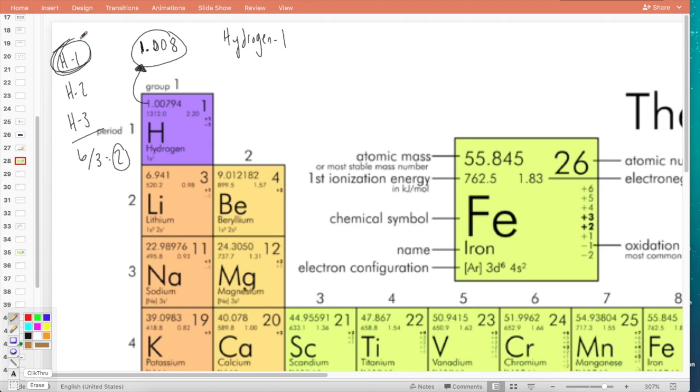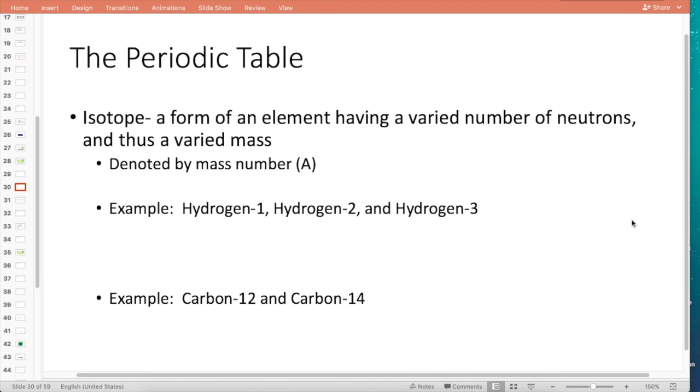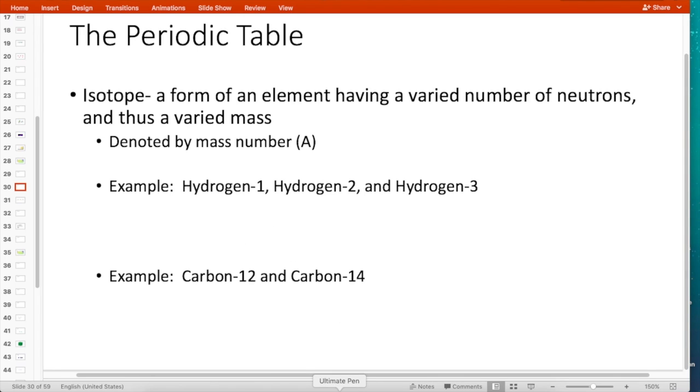So the way this is calculated, I'm not going to have you calculate it, but the way it's calculated takes that into consideration. So this is a weighted average mass of all the isotopes of the element, considering their abundance in the universe. Here's some more examples of carbon, carbon-12 and carbon-14. Let's just see if we can determine the number of subatomic particles in these.